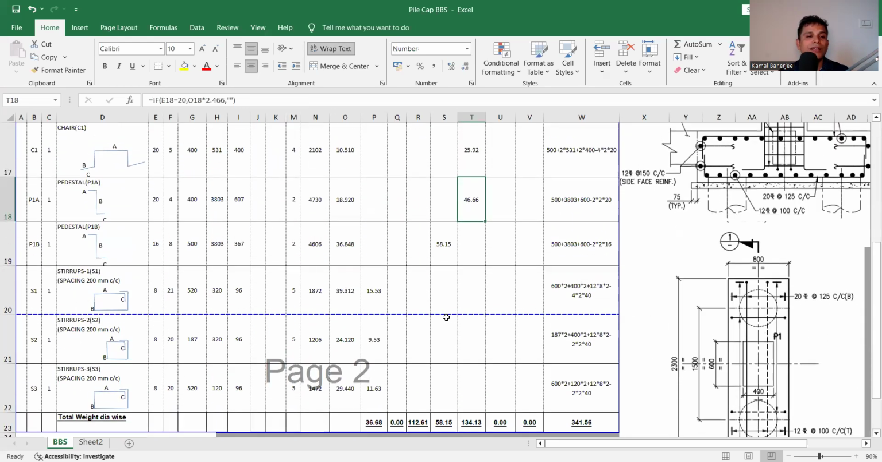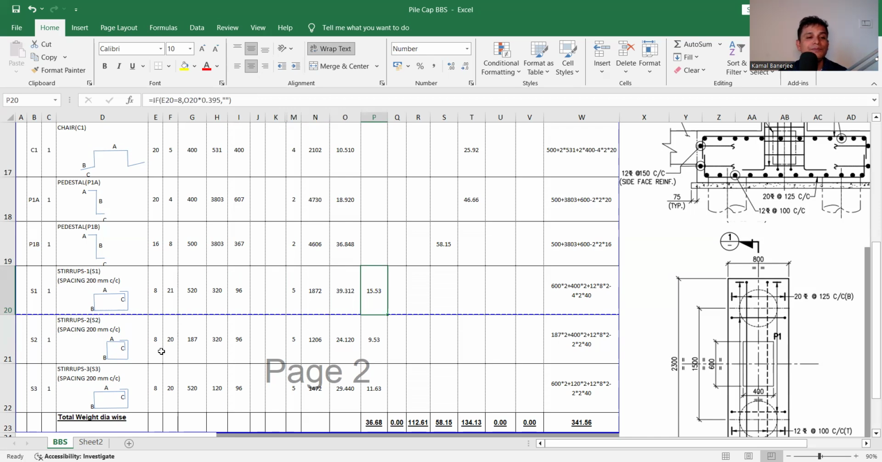Now there are 3 stirrups. One is full, another is separate. So the full one will be 520 into 320. Why? Because 40 is the clear cover for the column or the pedestal. So 600 by 400, minus 40 on each side, is 520 and 320. And the bend is minimum 12D, so 12 into 8 is 96. So the number of bends is 5: 1, 2, 3, 4, 5. So accordingly, the cutting length, total length, and tonnage will change.